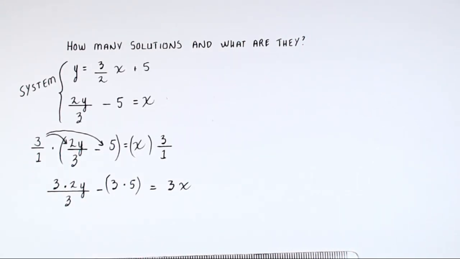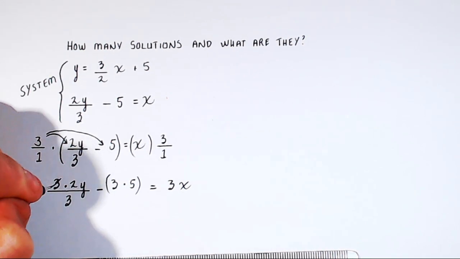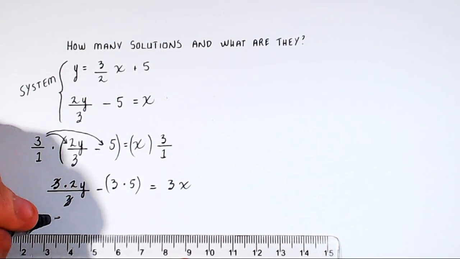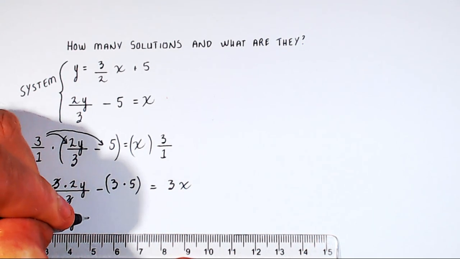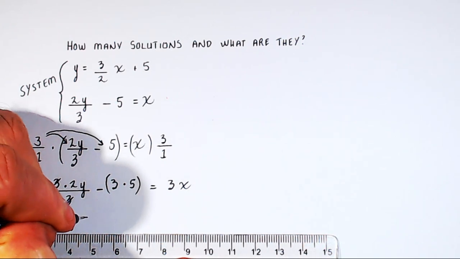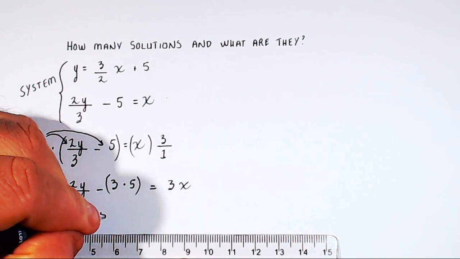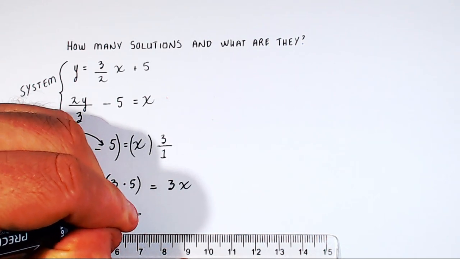Now, are we done? No. These 3's can cancel. Okay, so they go away. What's left is 2y minus, and what's 3 times 5? 3 times 5 is 15, so minus 15 equals 3x.